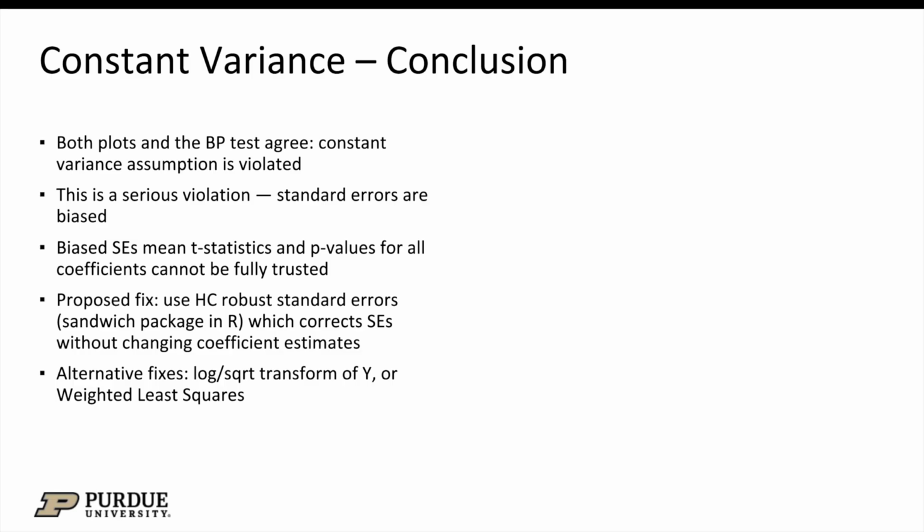inference results as is. The most practical fix is HC robust standard errors using the sandwich package in R. This adjusts the standard errors to account for heteroscedasticity without changing the coefficient estimates themselves. Alternatively, the team could apply a log or square root transformation to the response variable to stabilize variance, or use weighted least squares if we can model how the variance changes. Overall, this is a serious violation that the model should address before drawing strong conclusions from inference.